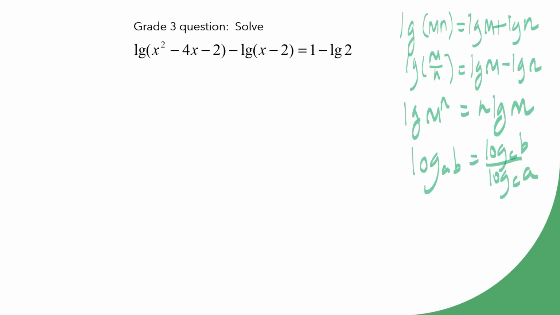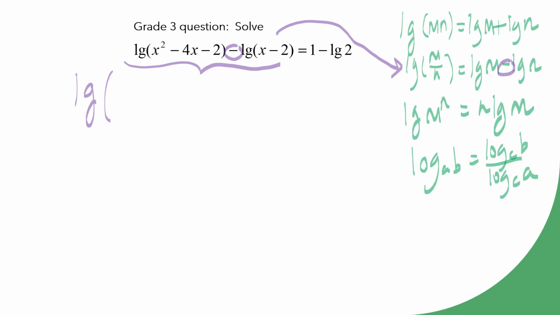All right, okay, so this one here, we can apply the quotient law, because what you have here is a negative in the middle, and you have two separate logs. So we can apply the quotient law. Your m is basically x squared minus 4x minus 2, and your n is x minus 2. Applying the quotient law will give us LG, LG is common log.